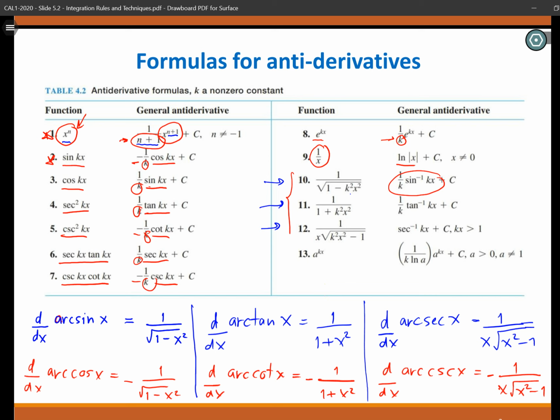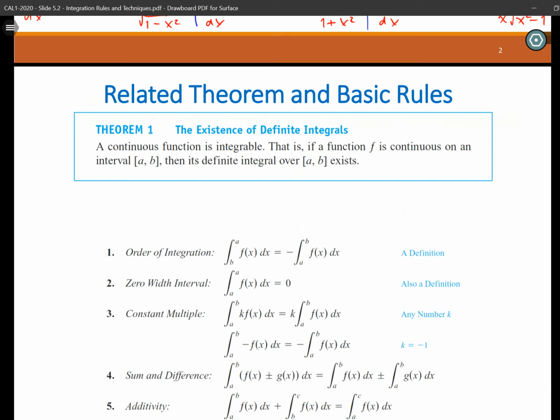Okay, so these are the formulas that you should get used to, and if possible, I don't want you to look them up. It should come out to you naturally, and of course that's going to come with experience from doing practice problems and homework. Alright, so let's move to the next slide.